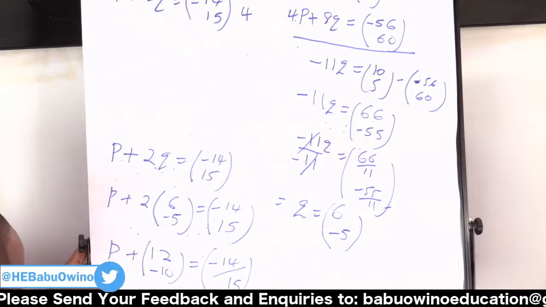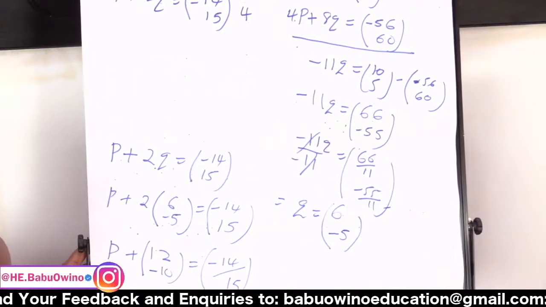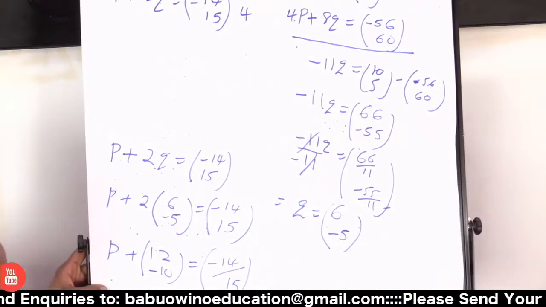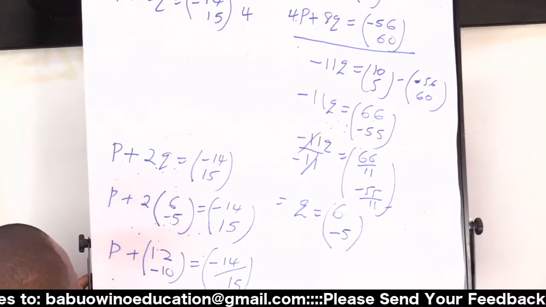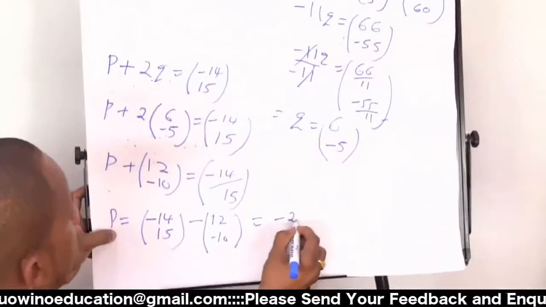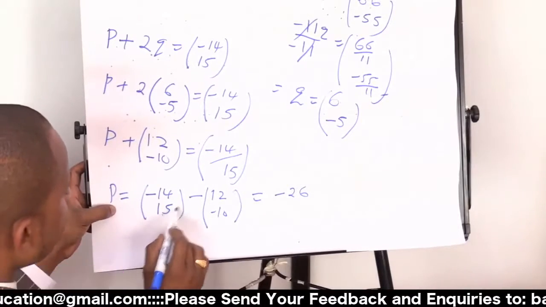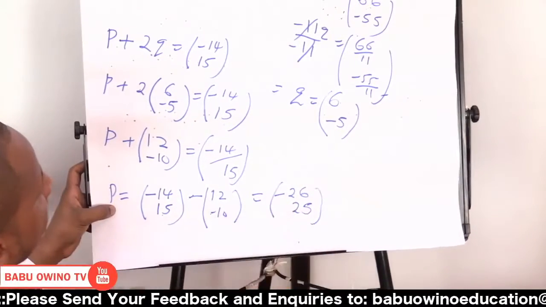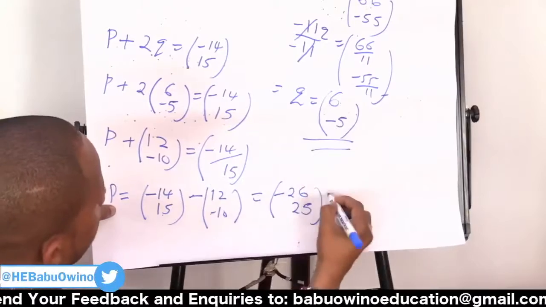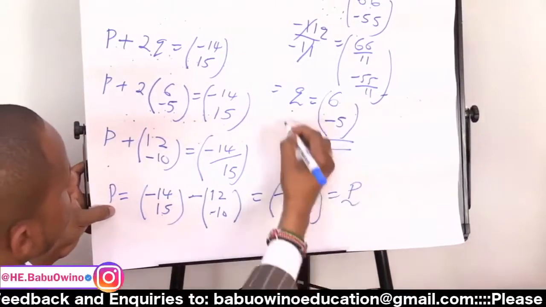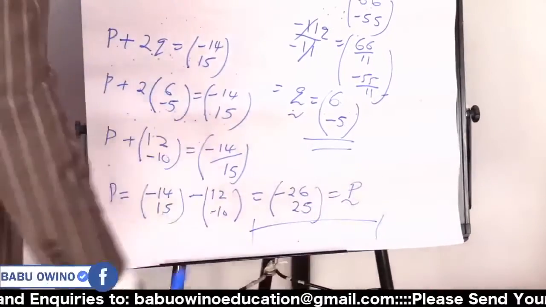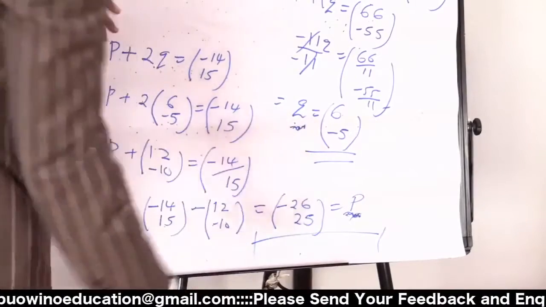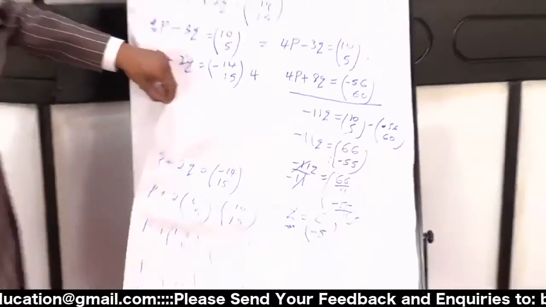So here P equals, when this crosses to the other side, it becomes a minus. So we have minus 14, 15. Then this one becomes minus 12, minus 10. So this becomes minus 14 minus 12 is minus 26. Then 15 minus 10 is 5. Therefore, this is the value of Q, and this is the value of P. It is just P and Q, not in vector form. So as easy as this, these are the applications.